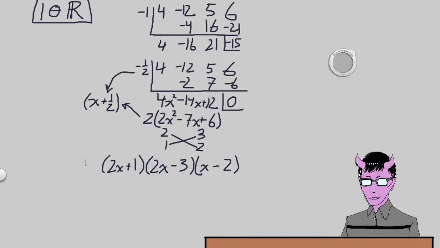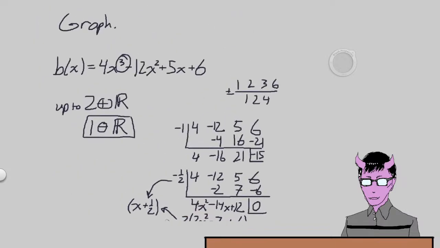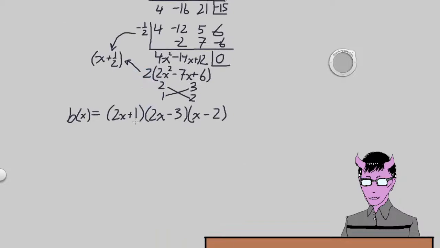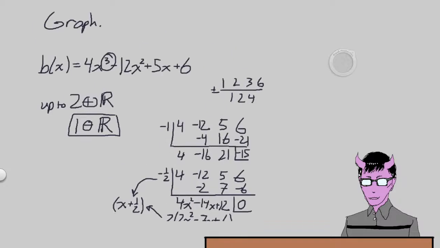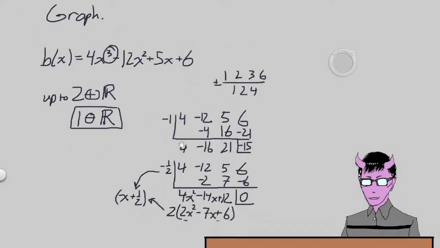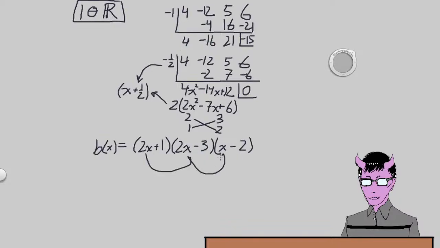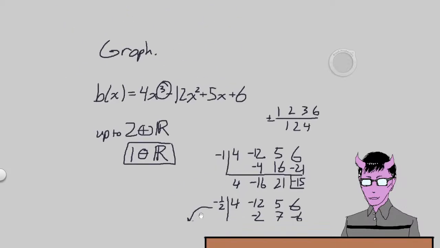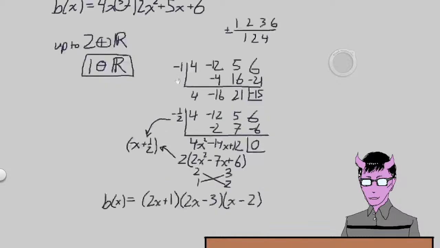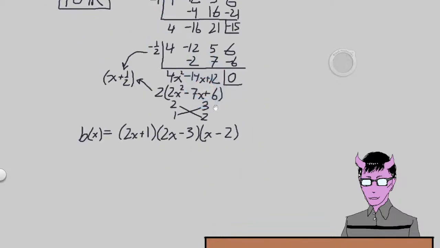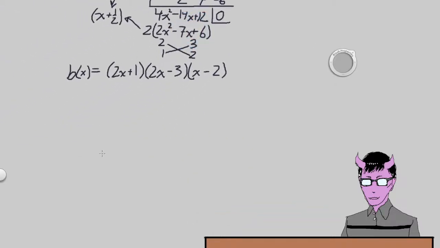And that is equal to b of x. Let me just do a quick check to make sure I didn't miss anything. Partial check, so this is going to be positive 6 distribution, yes. Partial distribution, we have 4x cubed. 4x cubed, okay. So this is probably good. And now we're going to get to graphing.